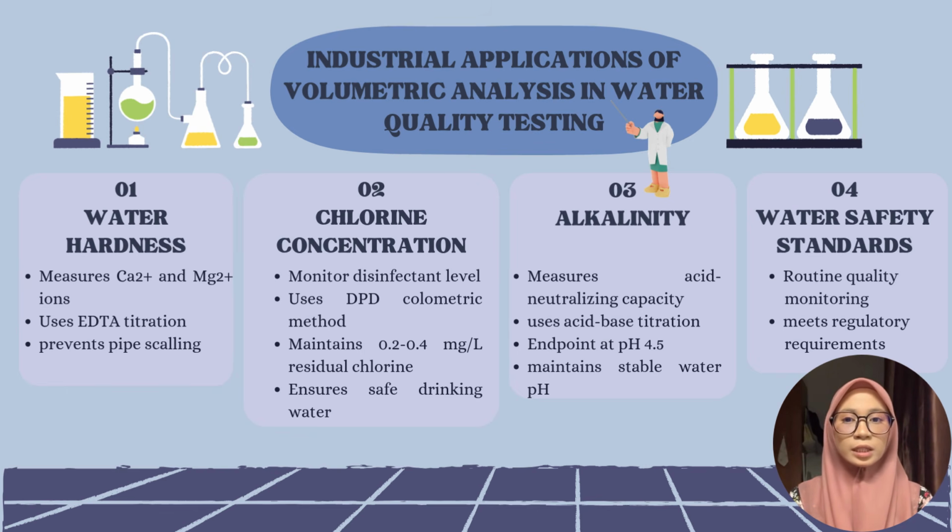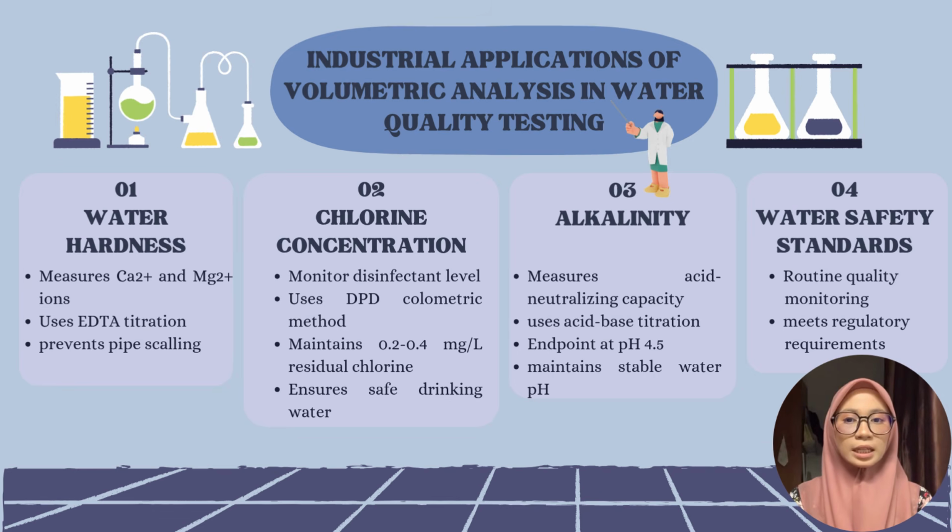Second, chlorine concentration is monitored to ensure effective disinfection. The DPD colorimetric method is commonly used to determine chlorine levels and maintain a safe residual concentration between 0.2 and 4 mg per liter. This helps eliminate harmful microorganisms while ensuring the water remains safe for consumption.